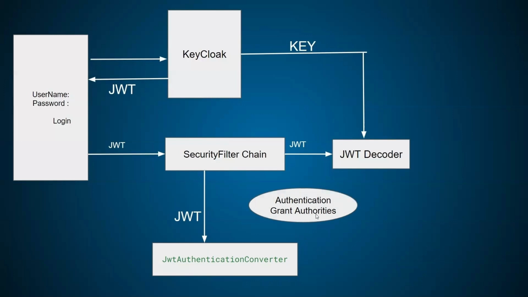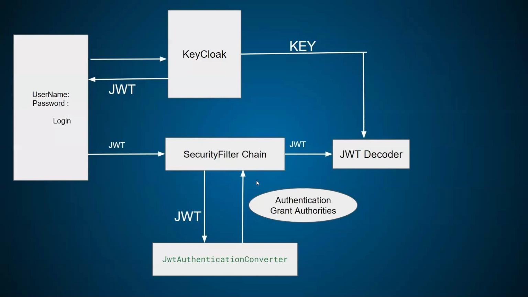Basically, it's an object in Spring Security where we store the roles. So we have to create an authentication object and, inside that, store all the roles. Once that is ready, we return this object to the security filter chain. Now the security filter chain will store that object inside the security context holder.